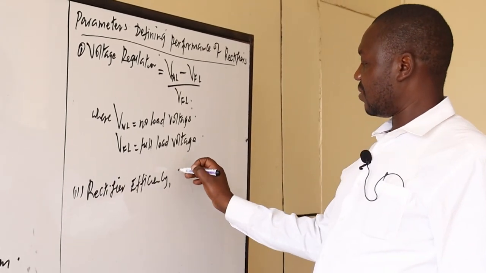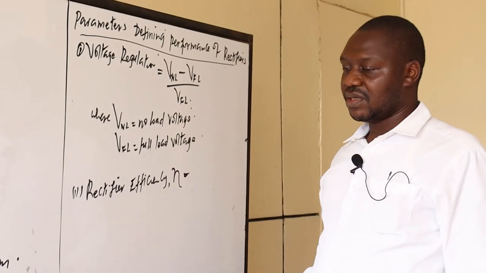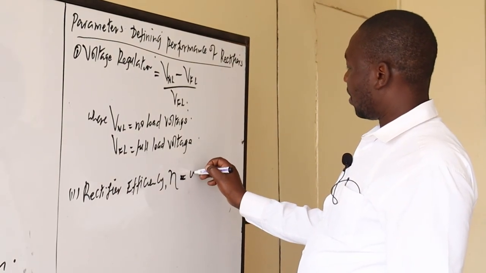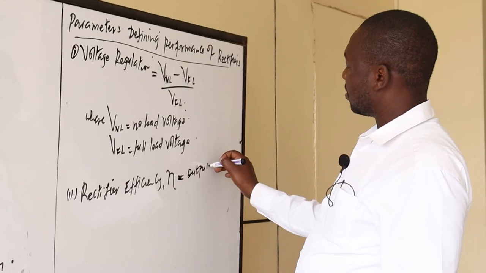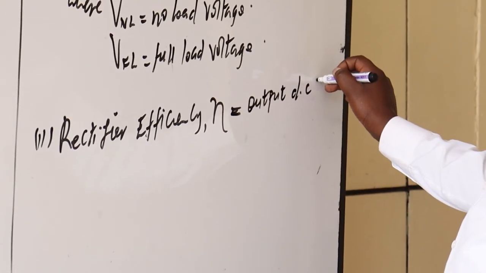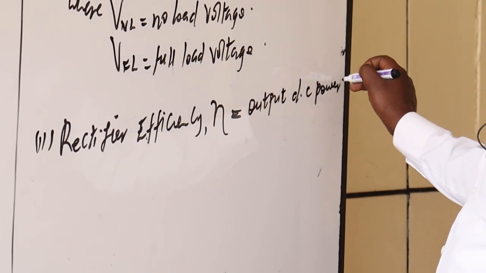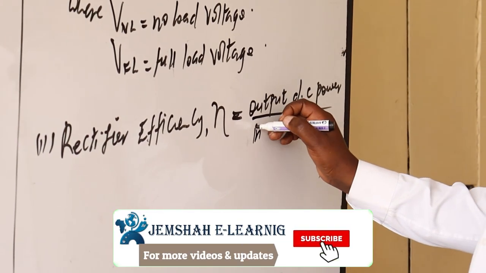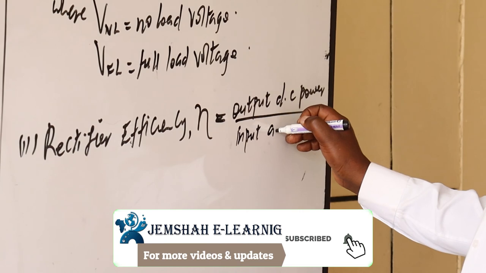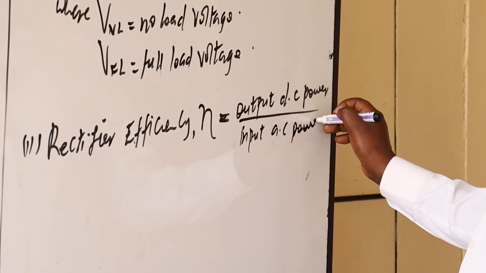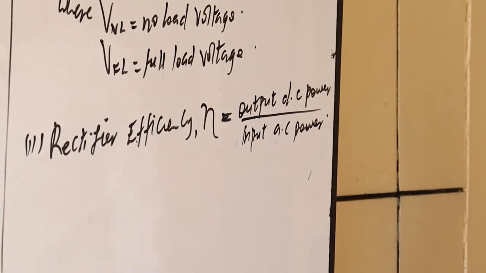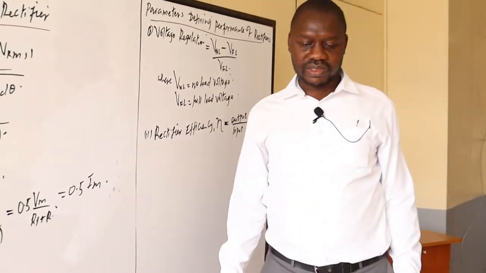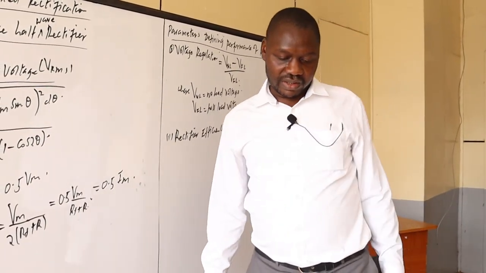So rectifier efficiency, which is normally denoted by this symbol here, is normally given by the output DC power all over the input AC power. So how do we get the output DC power? And how do we get the input AC power?